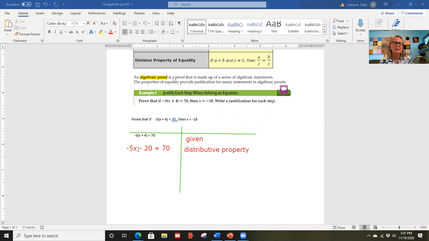Okay, now what would I do? I'm going to add 20 to both sides. So I could write it plus 20 on both sides, especially if you're in the algebra classroom, it's okay to write it if you want. What would that give me? After I add 20 here, I'm going to be left with negative 5x. And what do I have on the other side if I add 20? I have 90. Why was I able to do that? Because I used the addition property of equality.